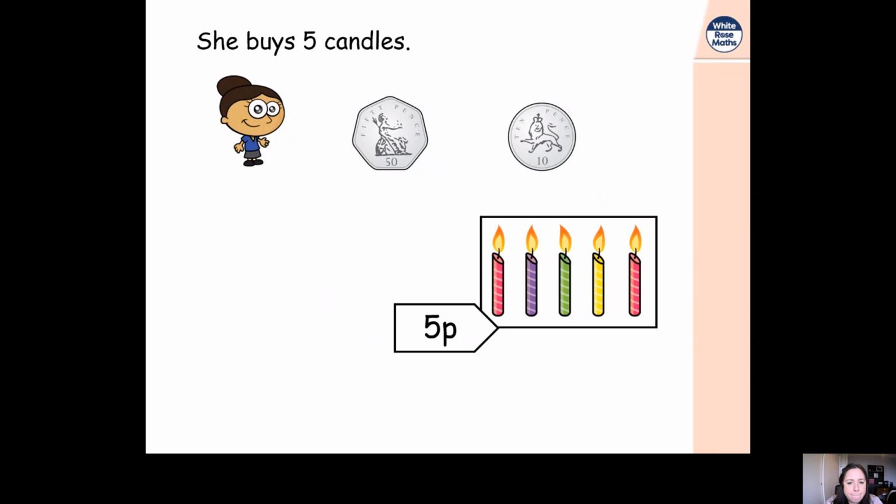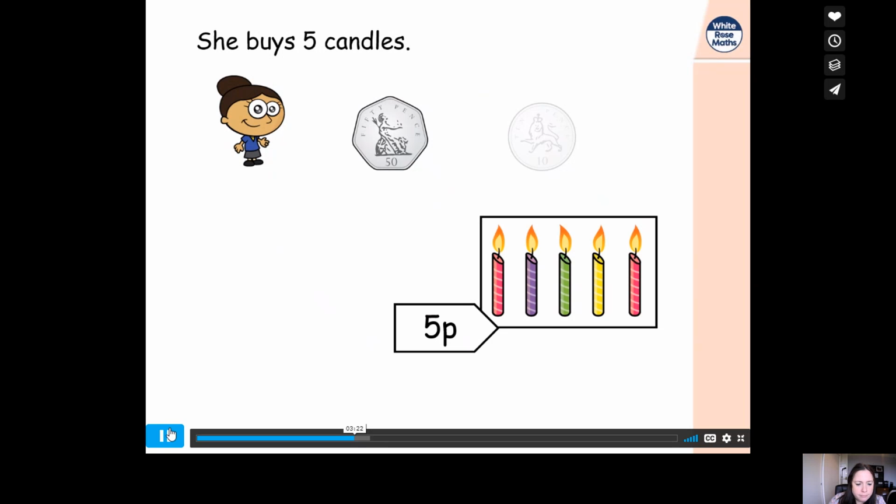Dora has a 50 pence and a 10 pence left, and she sees 5 candles for 5 pence. She'd like to buy them. She gives the shopkeeper her 10 pence. Pause the video and have a think. What's the calculation that the shopkeeper is doing? Okay, have a little think.